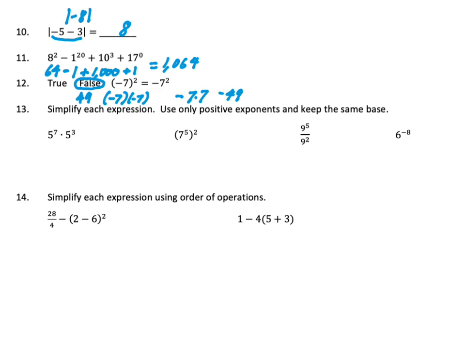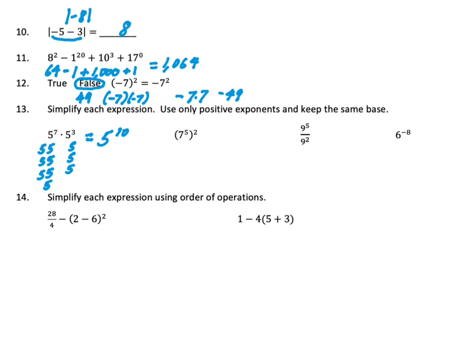Exponents on 13. We have 5 to the 7th times 5 to the 3rd. 5 to the 7th means I have 7 5s all multiplied, times 5 to the 3rd. So how many 5s am I really multiplying together? I'll add the exponents. So that's 5 to the 10th. You don't have to figure out what that is. Again, we're just working on exponent rules.